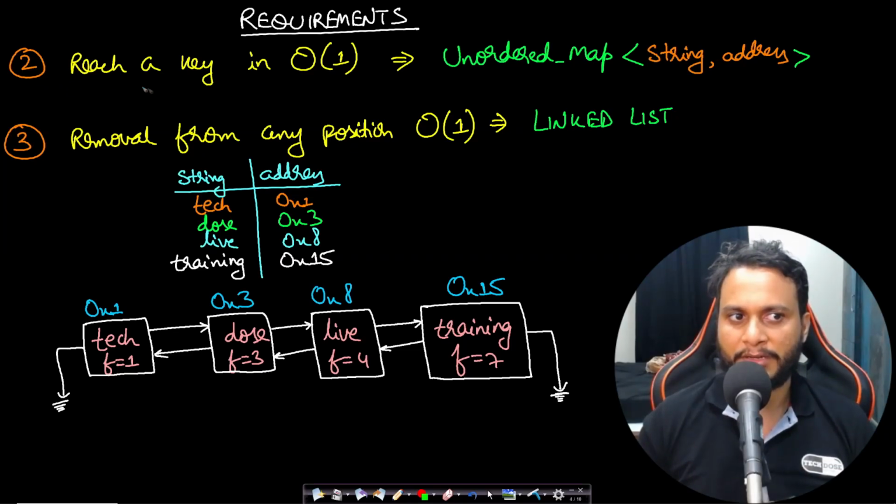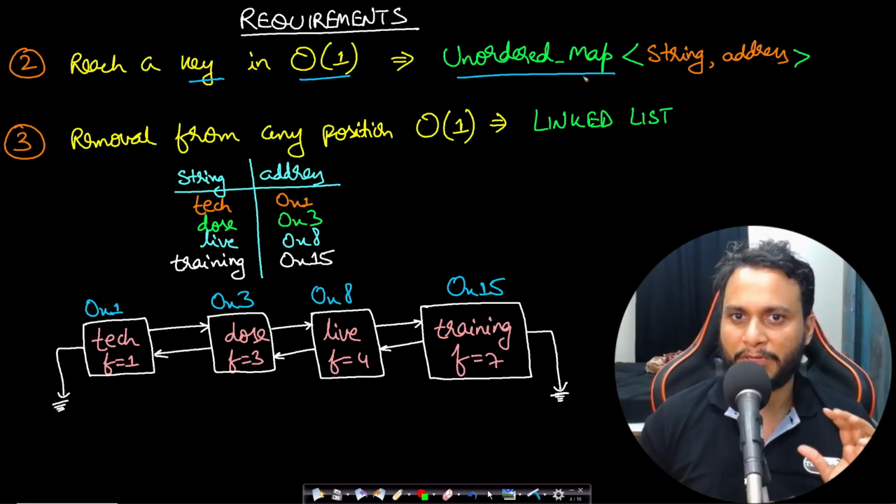So according to our second requirement, if you want to reach the key, that means the string, in order of 1 time, that means theta of 1 time, then you need an unordered map. If you take an ordered map, then it will be order of log n all the time. Okay, so that is why we will be taking an unordered map. Now the unordered map's time will range from order of 1 to order of n, but on average it is theta of 1. Now for removal in constant time, if you are given the address, then you can use the linked list implementation to remove the node in constant time.